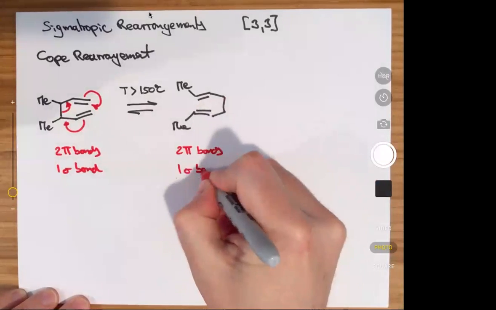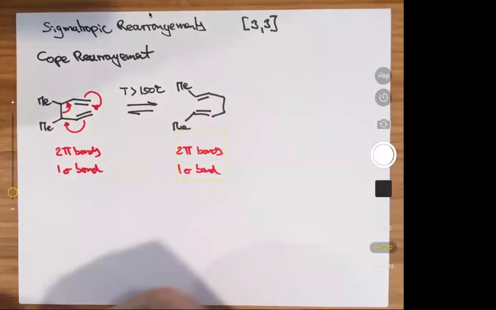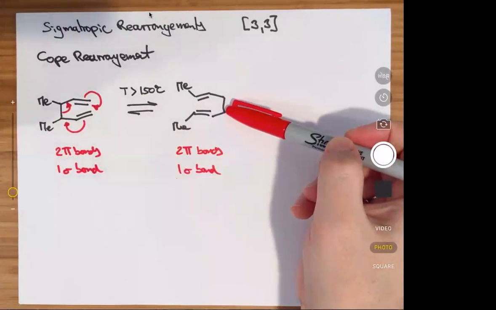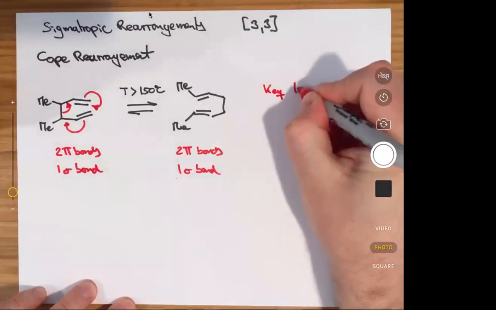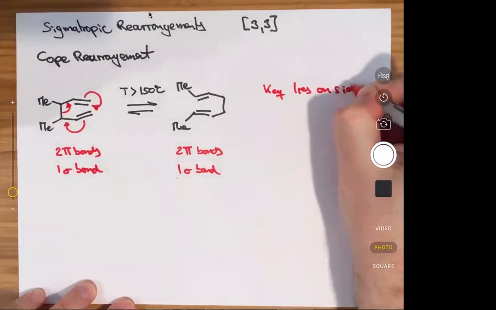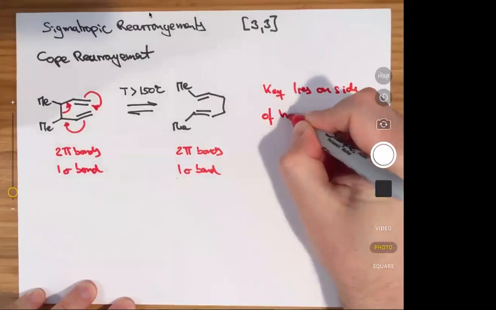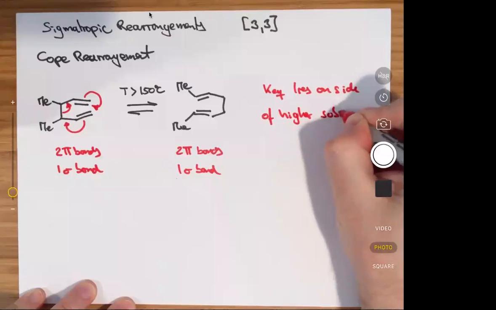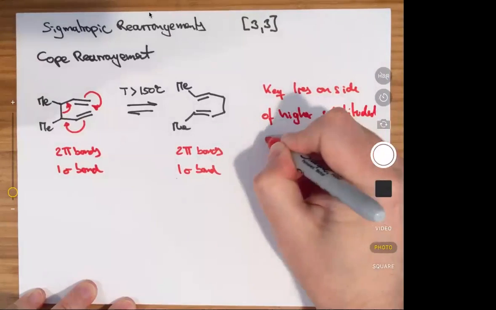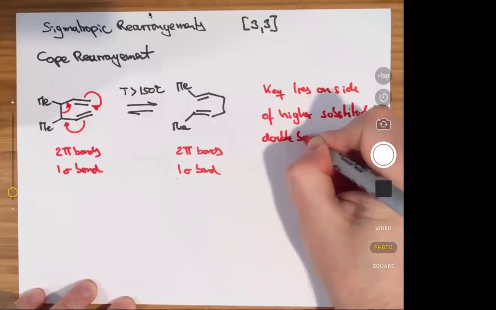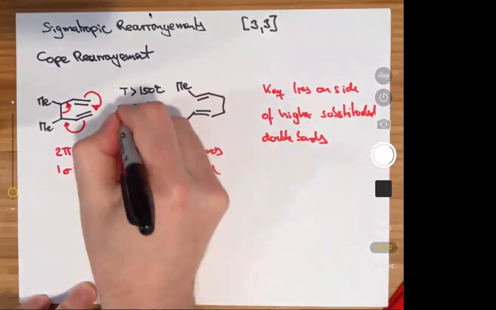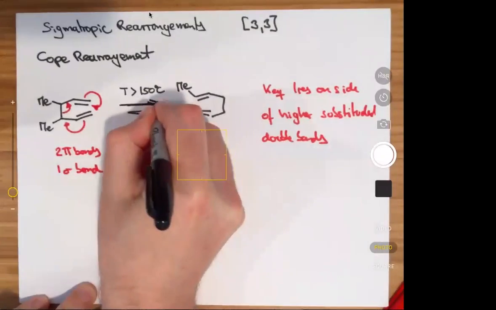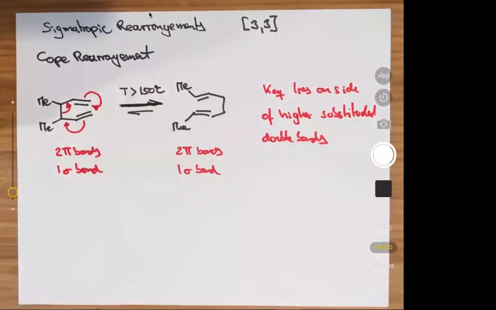But still, in this specific case, the equilibrium lies on the side of the higher substituted double bonds. So K equilibrium lies on the side of higher substituted double bonds. So in this case, the equilibrium arrow, we could draw it out a little bit like this. That would be more accurate for this case, right? So the equilibrium lies on the side where you have a doubly substituted double bond.